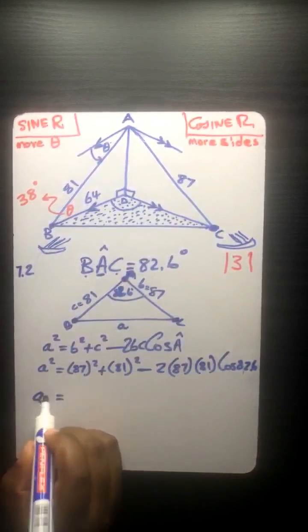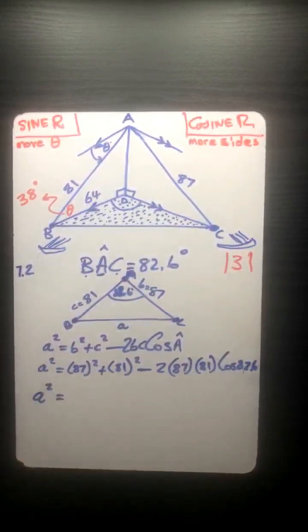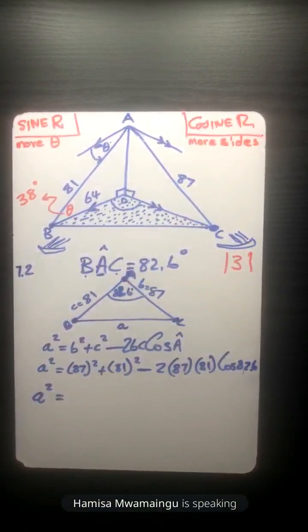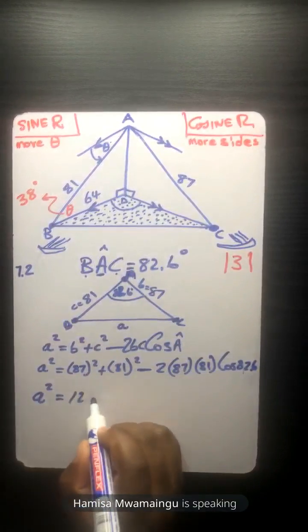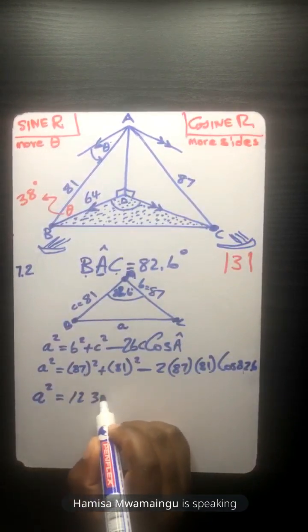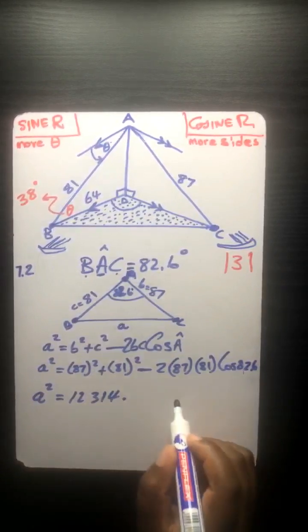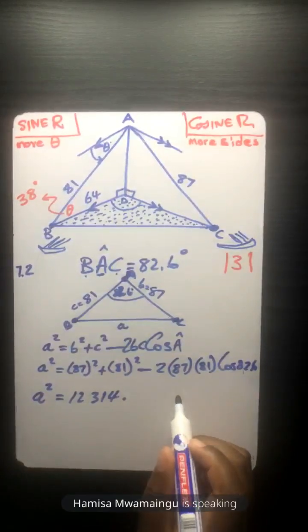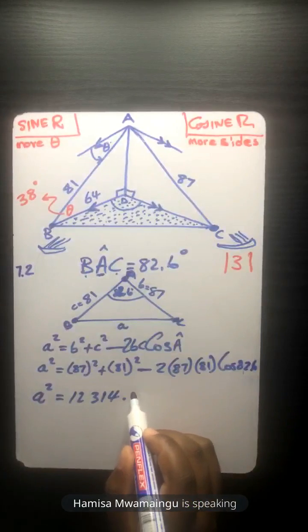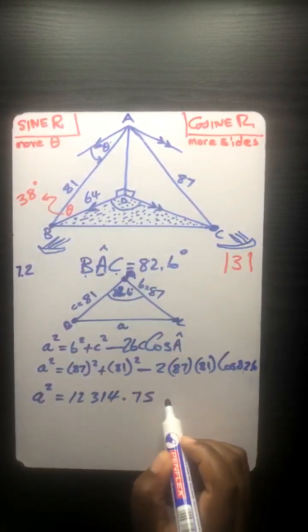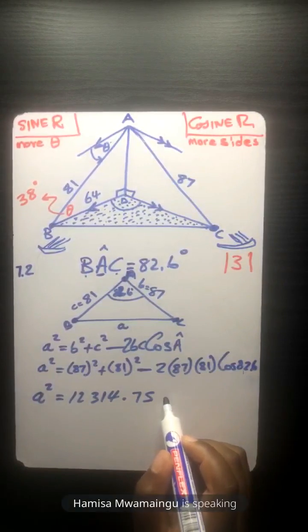So here comes the question. What is the value of a squared? 12,314.75486. 12,314, what are those values, Hamisa? 75. That's it, okay, rounded off.